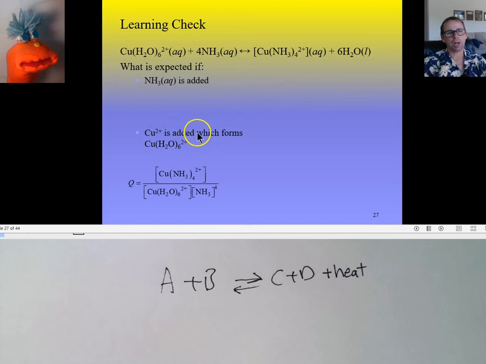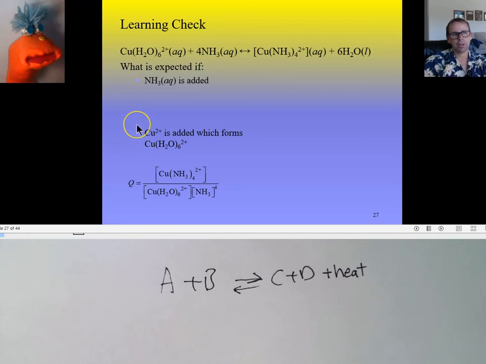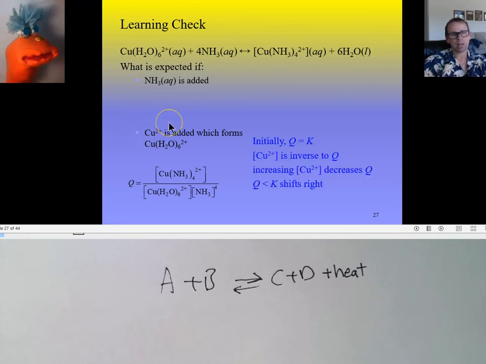How about if copper ion is added, and the copper ion contributes to the formation of this material here? So if you add copper ion, that's going to shift to the right too. That's right. It's going to also shift to the right, because upon adding this, the denominator in our quotient will be larger, Q will become smaller than K, and the shift to the right will help adjust for that.